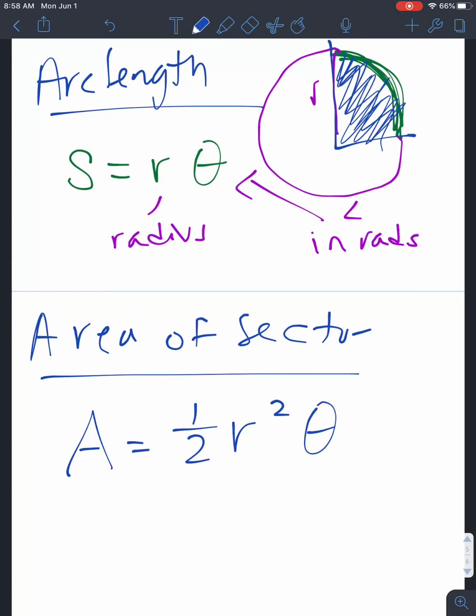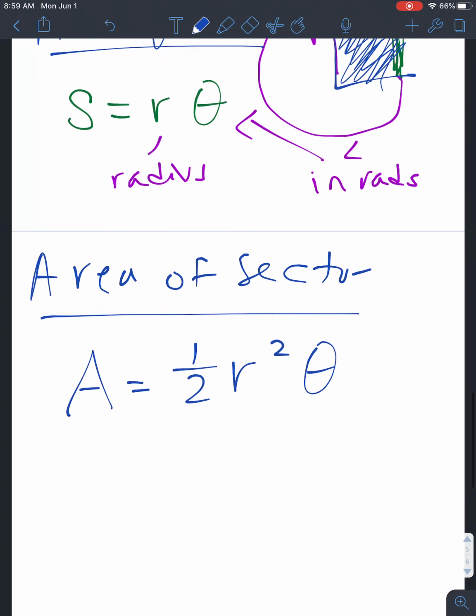But in this case, what's really great about the area of a sector formula is that you don't have to know exactly how much of the circle the sector is. You don't have to know if this is exactly 1/4 of a circle or 1/8 of a circle or 1/24 of a circle, because you have the area of a sector formula and you have the radians.